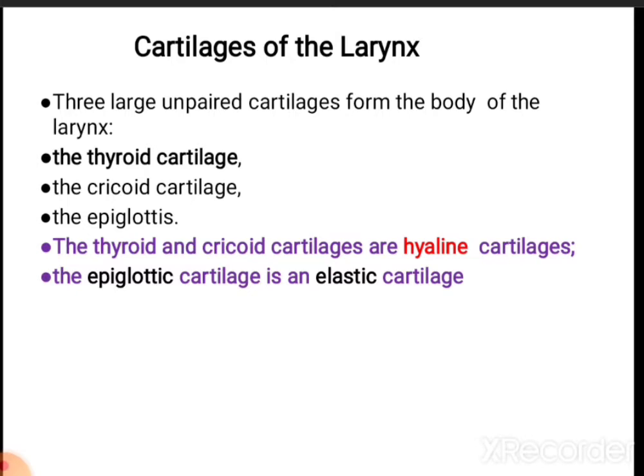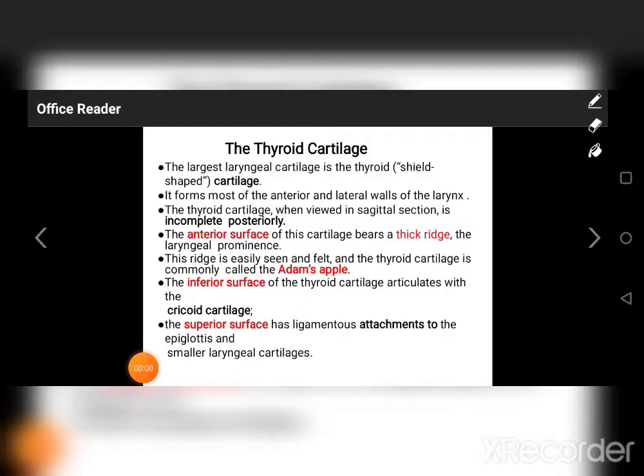The thyroid cartilage, when viewed in sagittal section, is incomplete posteriorly. The anterior surface of this cartilage bears a thick ridge which is known as the laryngeal prominence, or Adam's apple, as we have discussed in the previous slide. The inferior surface of the thyroid cartilage articulates with the cricoid, and the superior has ligamentous attachment to the epiglottis and smaller laryngeal cartilages.